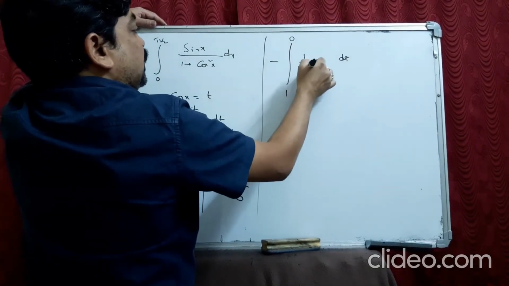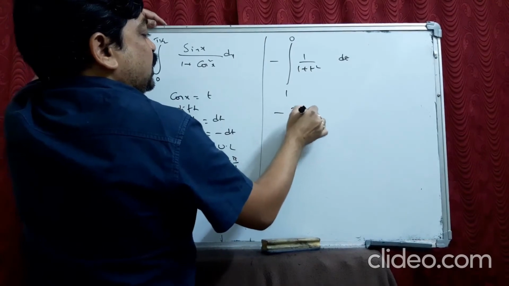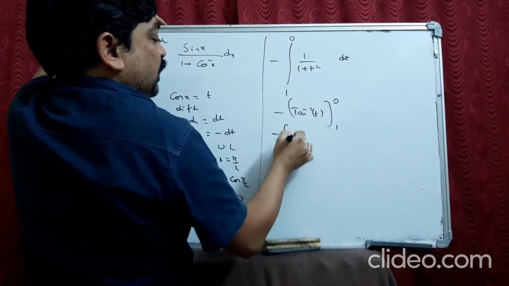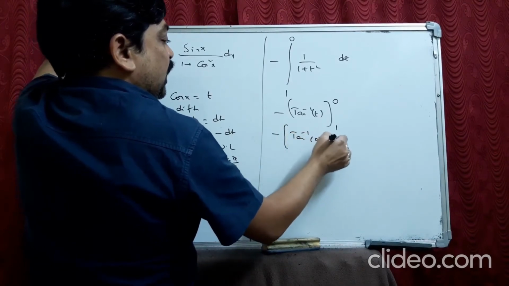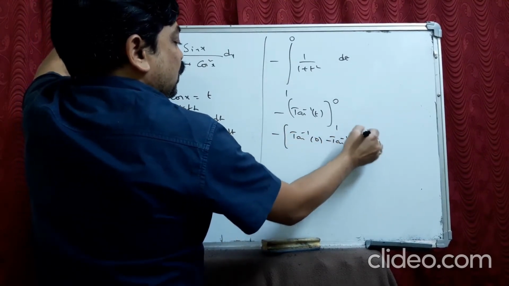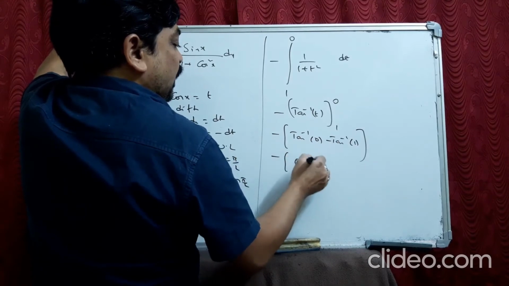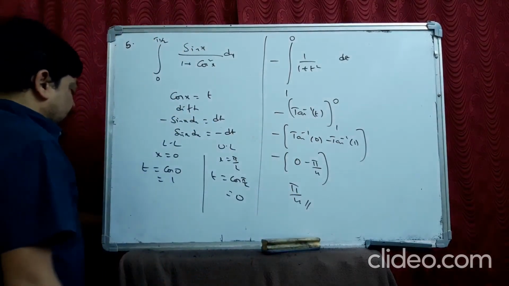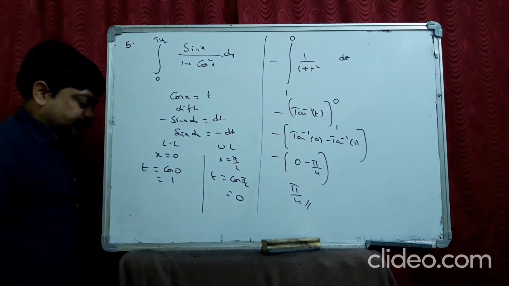1 by 1 plus t square. And this is nothing but tan inverse t from 1 to 0. So it becomes minus of tan inverse 0 minus tan inverse of 1. 0 minus pi by 4. So the answer is pi by 4.